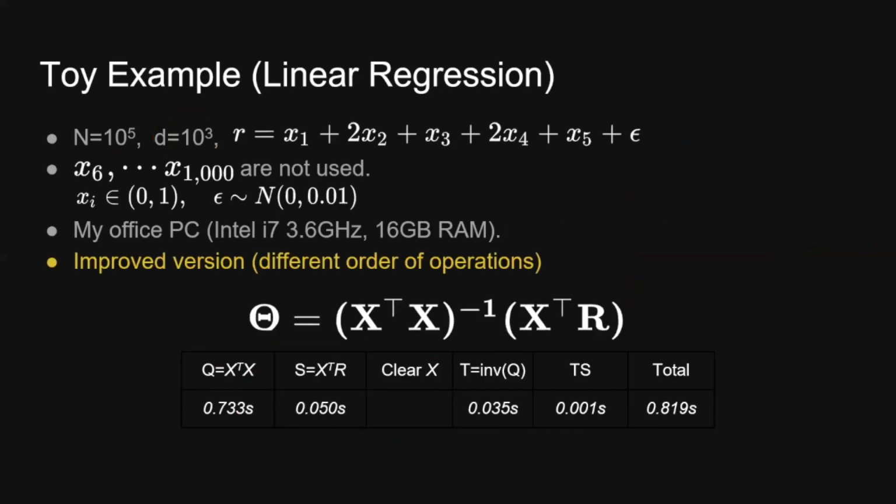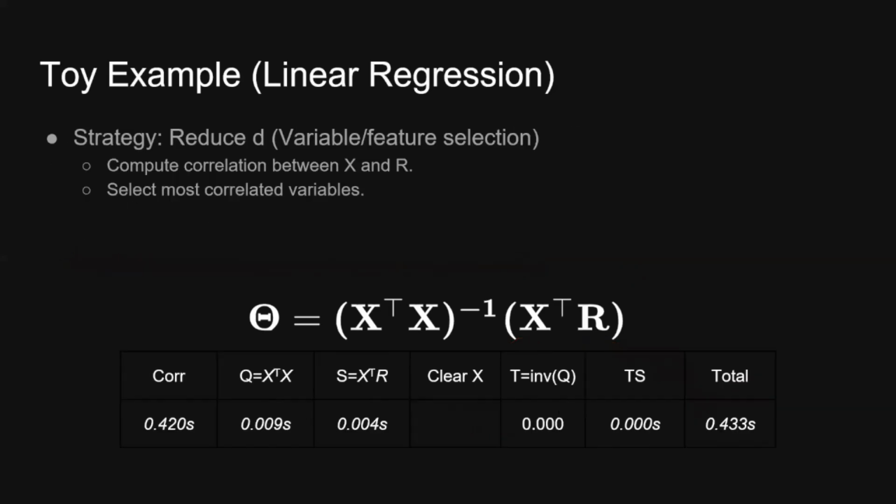Versus an improved version here, the new version. Again, the X transpose X is the same, but the later computation requires almost nothing. So as a result of that, the total computational time is significantly smaller than the original method.